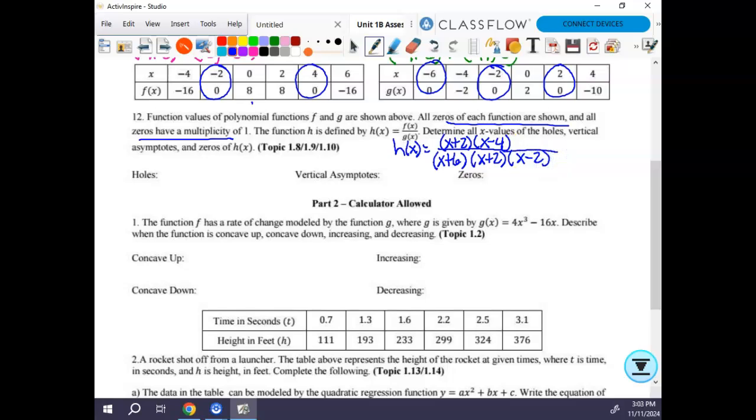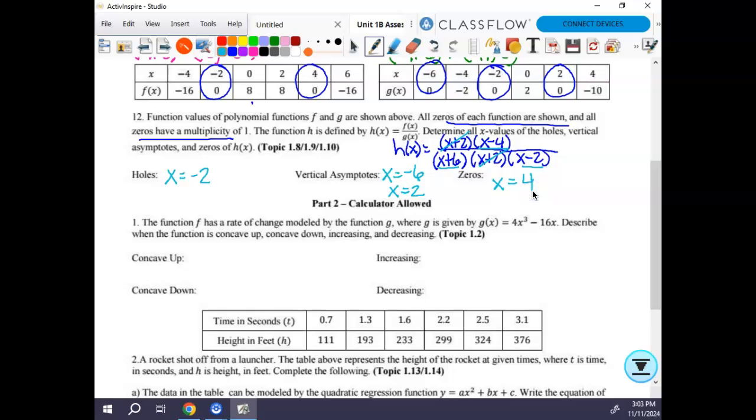Okay, so if I can reduce, I can cancel these out. That means I have a hole at x equals negative 2. Vertical asymptotes, I have 2 of those. One at x equals negative 6, and one at x equals 2. And then this would be my 0 at x equals 4.